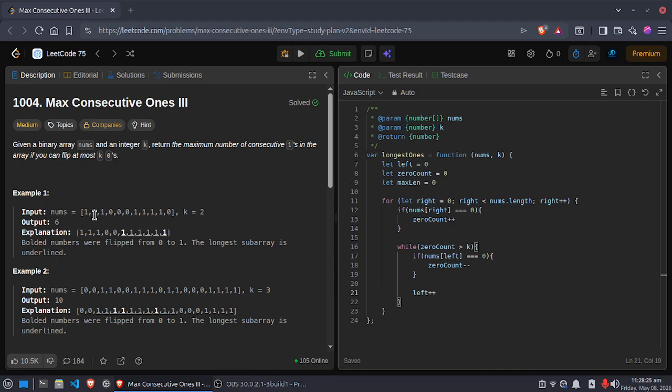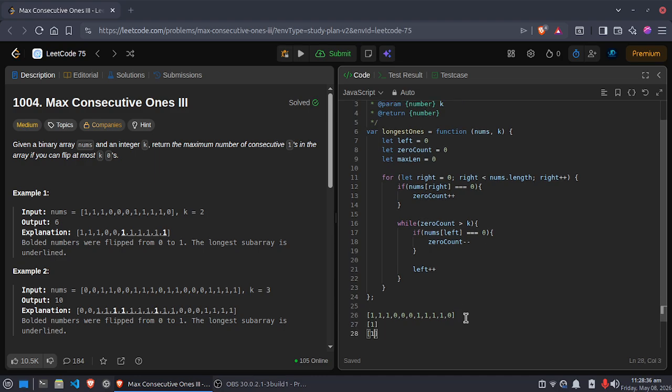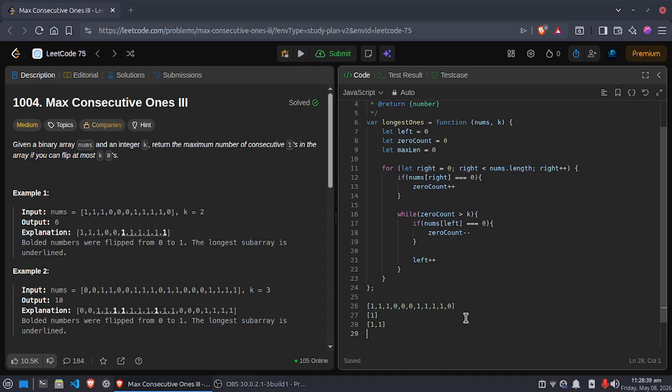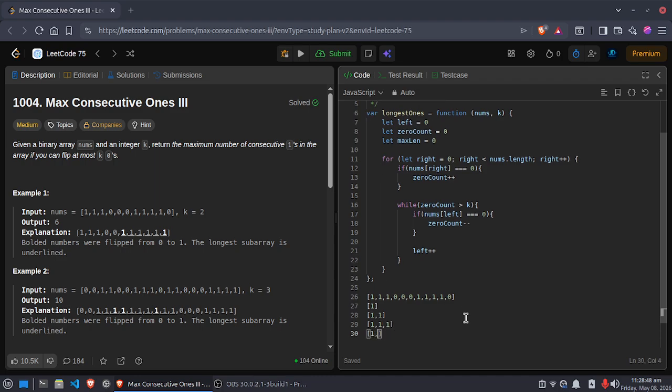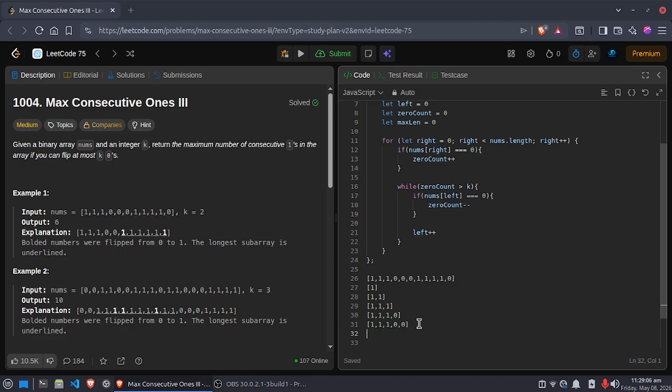See, I am just using this array. At the initial time 1 is present, then 1 1 in the subarray. Then I get 1 1 1 and 0. And it is acceptable. Why? Because zeroCount is 1 here, and 1 is smaller than k, which is 2. The next time I see 1 1 1 0 and 0, it is again acceptable here.